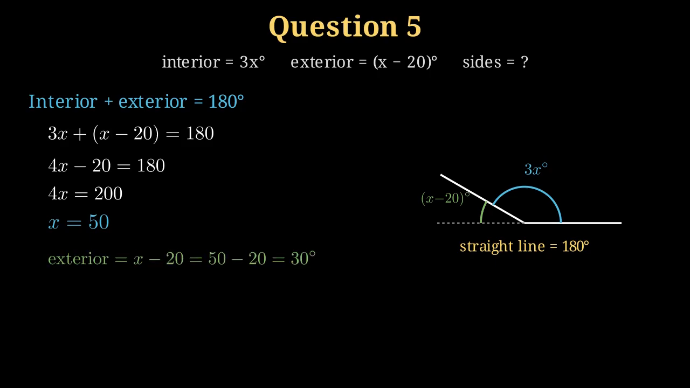Now we can find the exterior angle. It's x minus 20, and x is 50. So 50 minus 20 is 30 degrees.